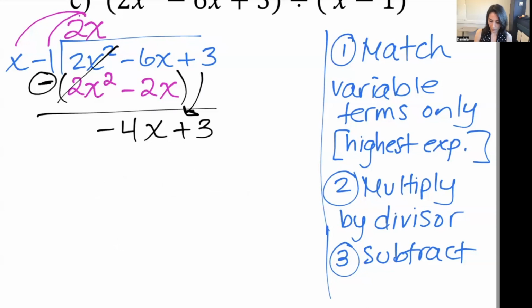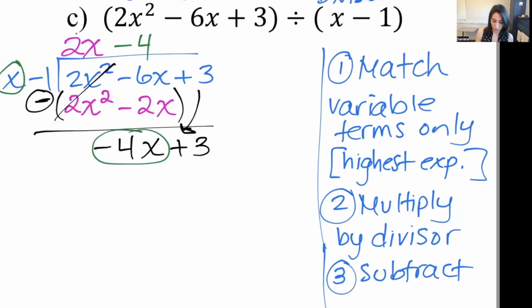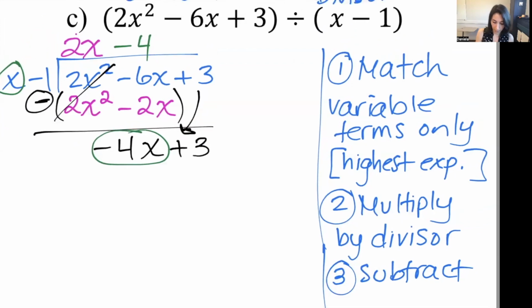So now we're going to go right back to the top and we're looking to match again. We're looking to match the variable terms only. So we're going to see x times what gets me to -4x. Well, I just need a -4, right? So we matched it. Now we're going to multiply. But again, just be careful. You're always going to be multiplying by the entire divisor. And so you should distribute. So -4 times x is a -4x, and then negative times a negative, so that should be +4, right?